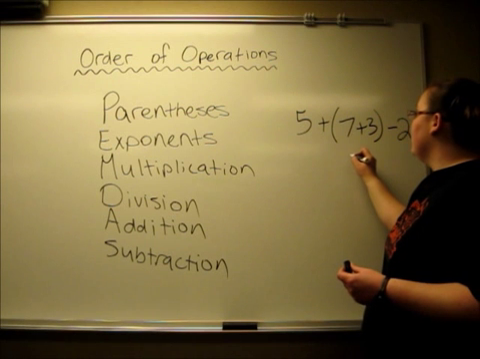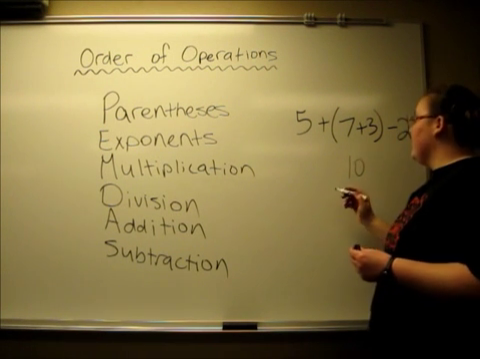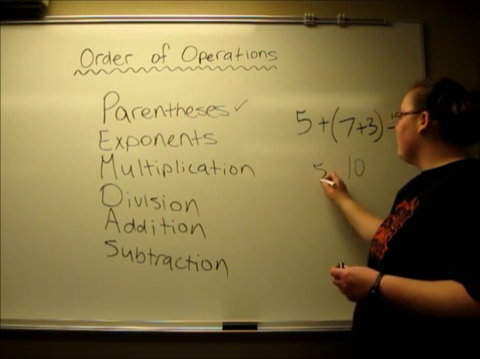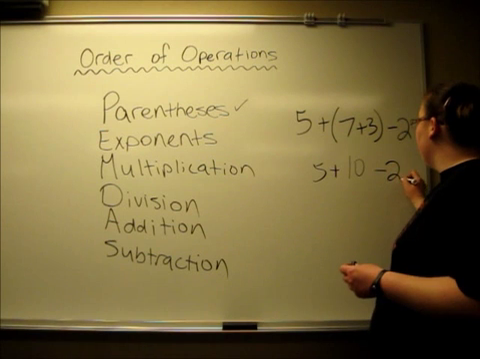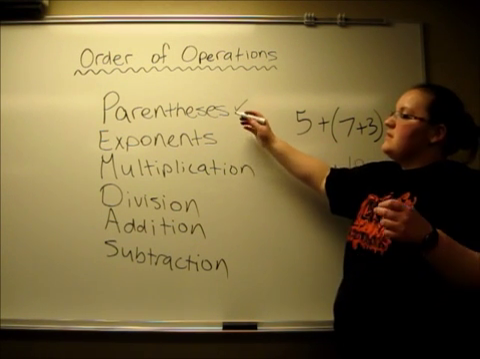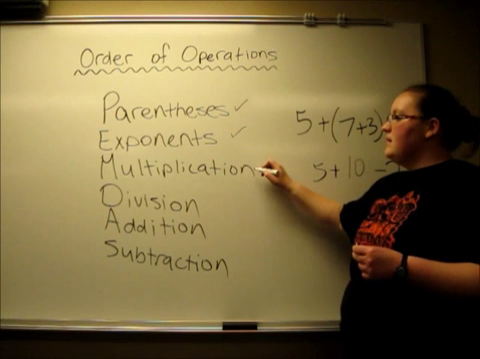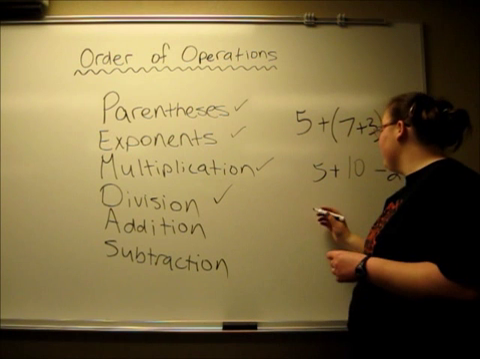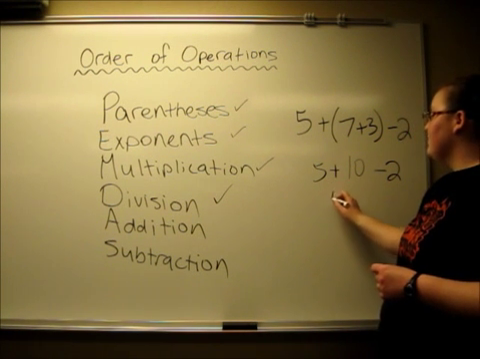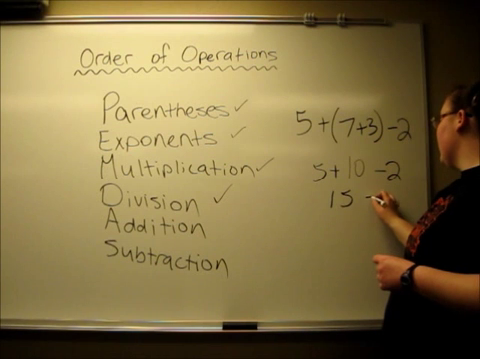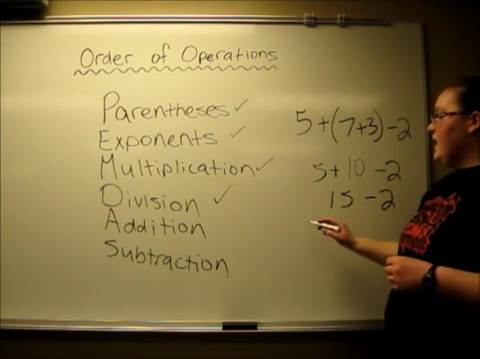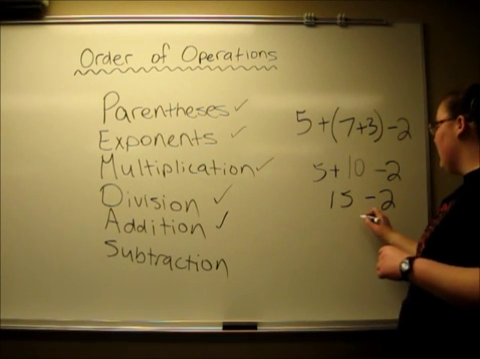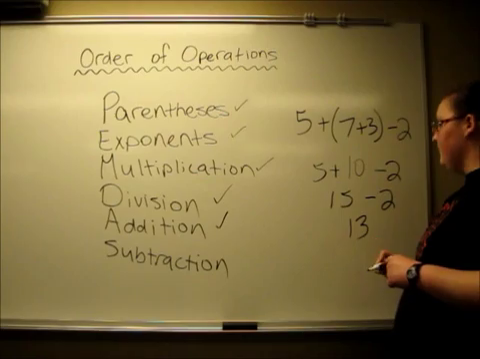So 7 plus 3 is 10. And then we need to check off parentheses, and we bring the rest of our problem down so we can continue working. Then we go down our list and see that we don't have any exponents, there's no multiplication, no division, but we do have some addition, so we need to do that. So 5 plus 10 equals 15, and then we bring down the rest of our problem, and we check off addition, and lastly we do subtraction. And 15 minus 2 is 13.